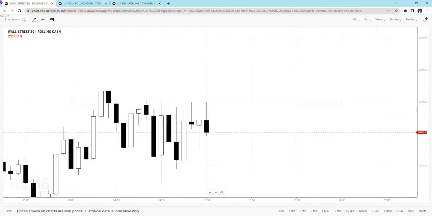Double top in the S&P, larger time frame. Stand by in the Dow. I'm shorting the Dow here. Okay, so short Dow at 29,506.